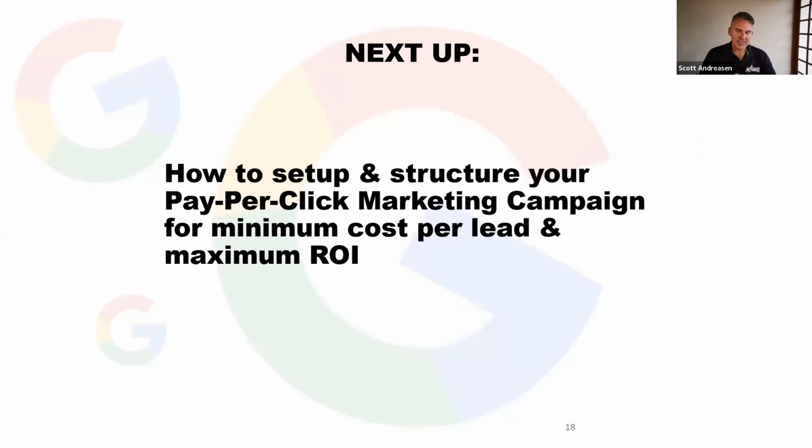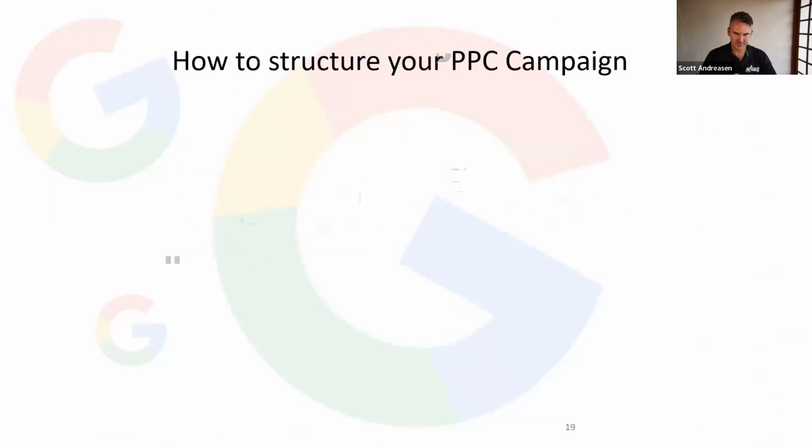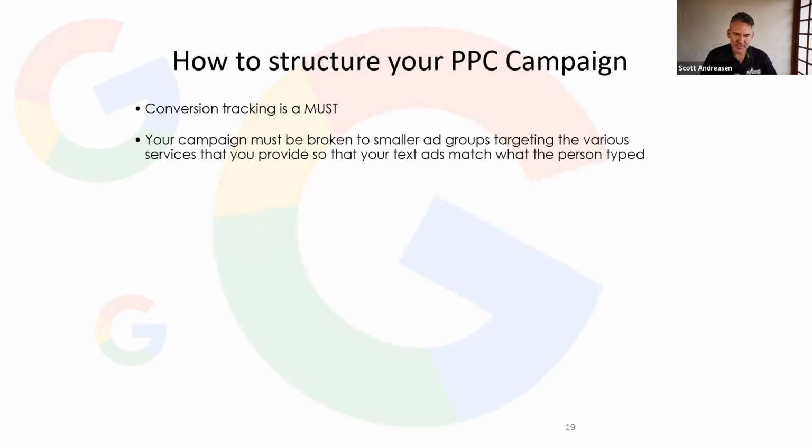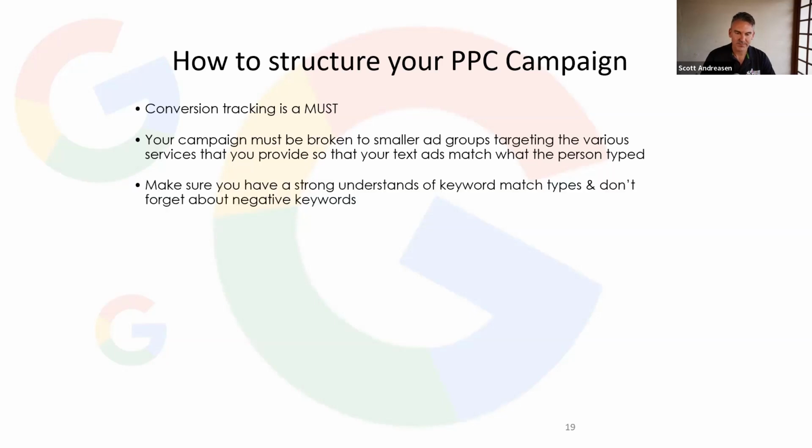So let's talk about how to set up and structure your pay-per-click marketing campaign for your excavation and septic services for a minimum cost per lead and a maximum return on investment. So first thing, conversion tracking is a must, and I'll share with you what I mean by that. Your campaign must be broken into smaller ad groups targeting the various services that you provide so that your text ads will match what the person actually typed in.